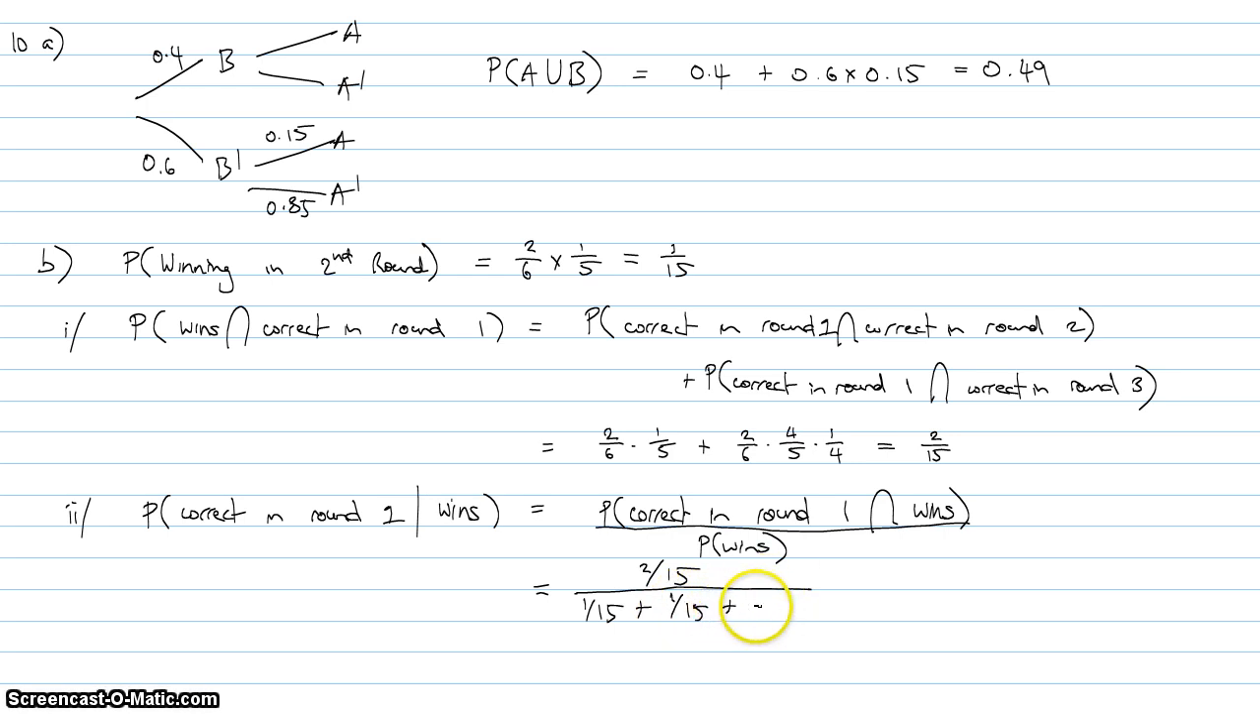Or there's a chance that he didn't get it correct in the first round. So this would be 4 upon 6, and then he got it right in the second round, so that's 2 upon 5, and then right in the third round, which is 1 upon 4. So this is the other possibility. That comes out to be 2 upon 15 divided by 3 upon 15, so that comes out to become 2 over 3.